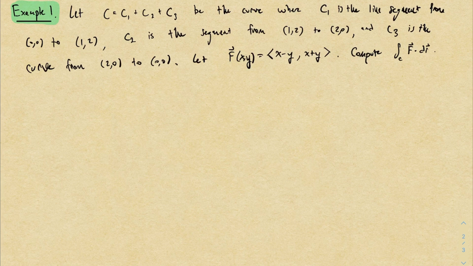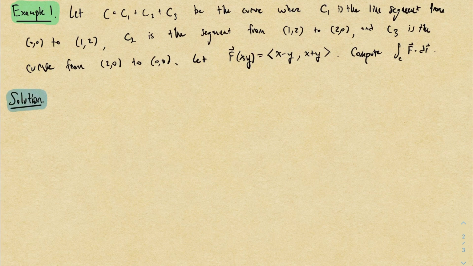So I have a curve, C, and it's made up of three parts, C1, C2, and C3. C1 is the line segment from the point (0, 0) to the point (1, 2). C2 is the line segment from (1, 2) to (2, 0). And then C3 is the line segment from (2, 0) to (0, 0). So we'll draw that in a second. But we're also given a vector field f, (x minus y, x plus y). And we're supposed to compute the integral of f along this curve.